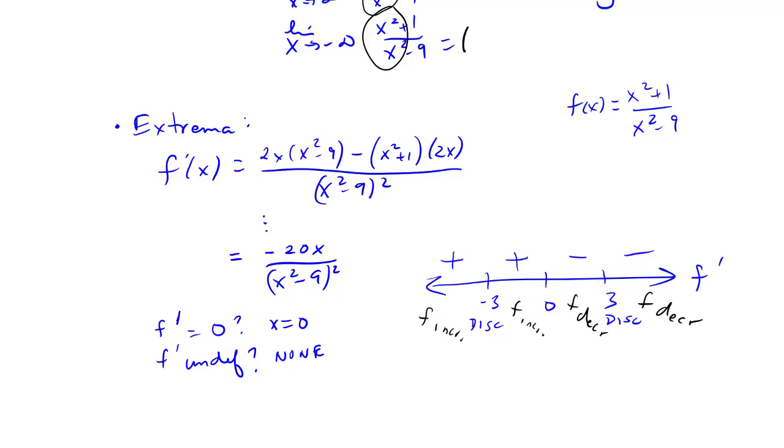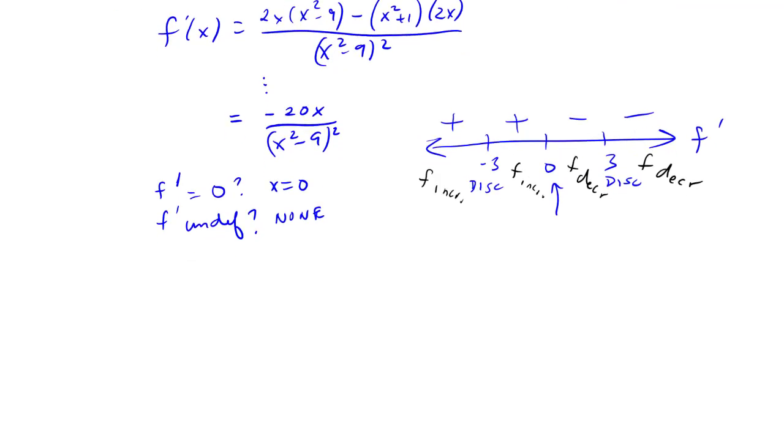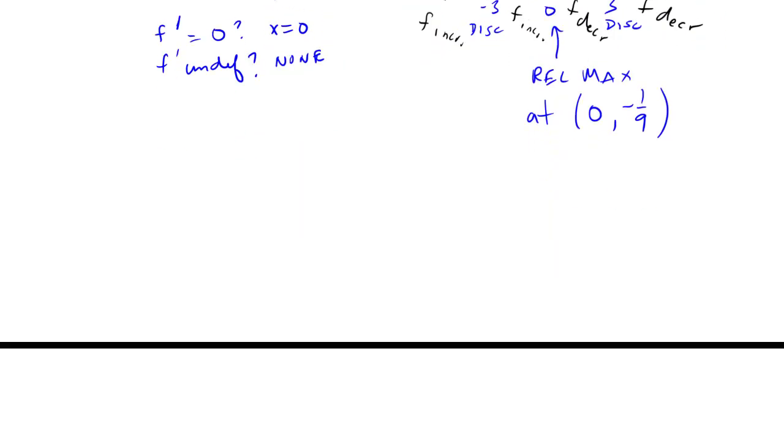So at 0, we're going from increasing to decreasing, so we actually have a relative max there at 0. We already figured that out before, because that was our y-intercept at (0, -1/9). Okay, so on we go to the second derivative in search of inflection points.